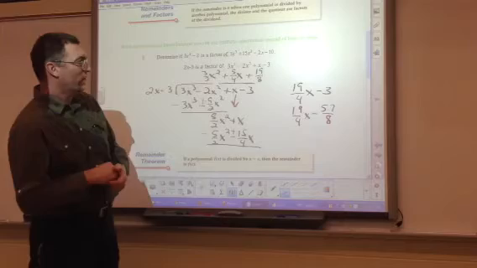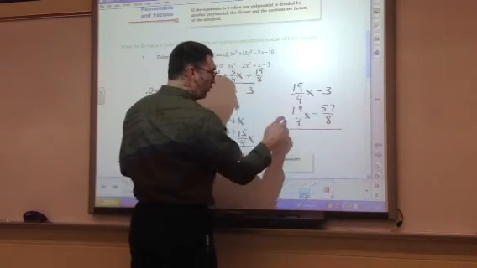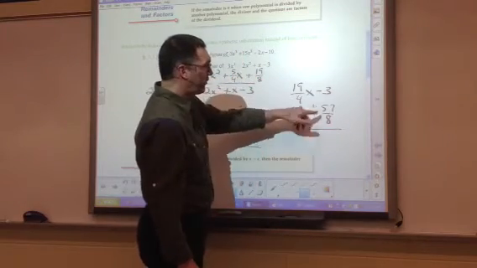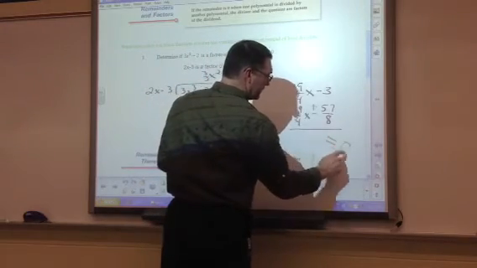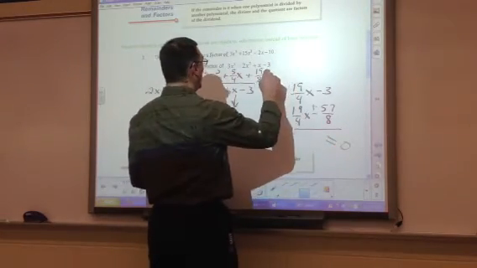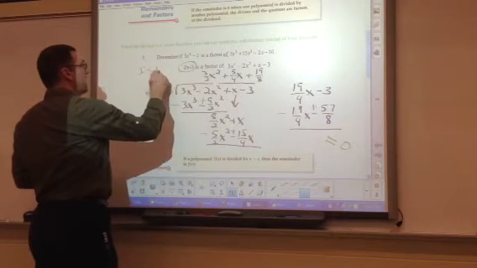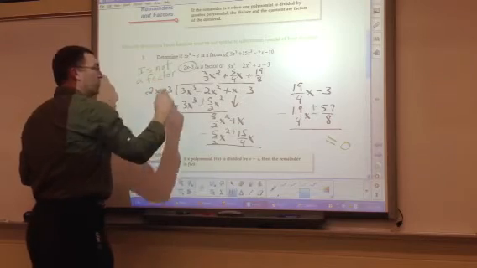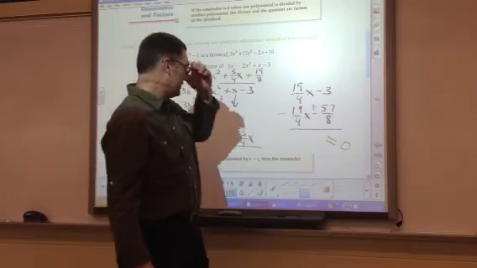Okay, that's not a whole lot of fun. Now the big question is, when I subtract here, do I get 0? Negative 3 plus 57 over 8 is not equal to 0. So 2x minus 3 is not a factor. What we're looking for is a remainder of 0 to see if it's a factor or not.